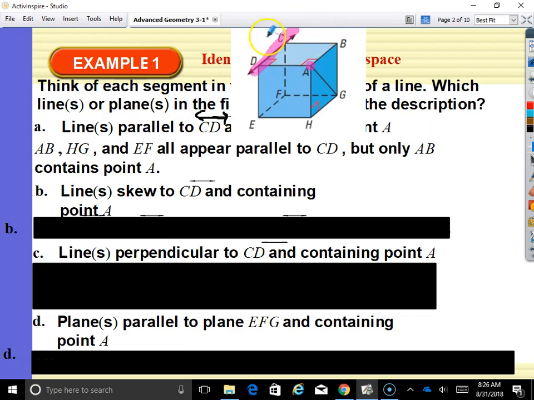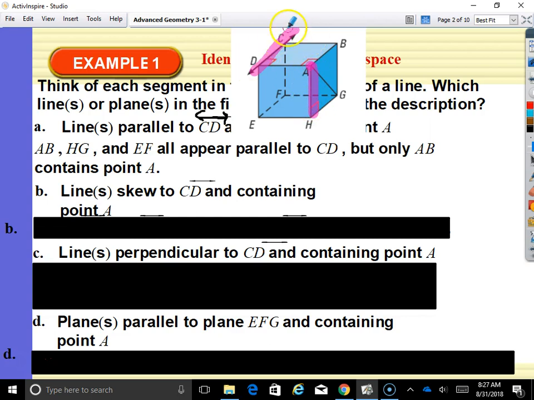So skew lines to CD. We know that it is not these, because these three that we just had highlighted are parallel, not them. They cannot intersect, right? So it cannot be this one or this one, this one or this one. Going with the roof, no, no, no, because parallel, intersect, intersect. How about the front wall? Intersect, intersect.